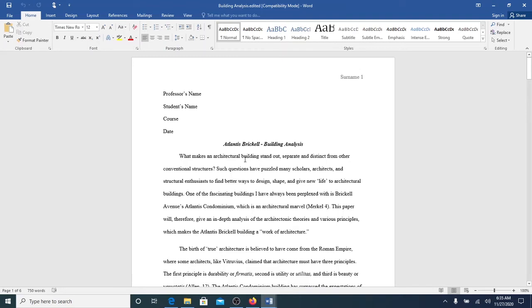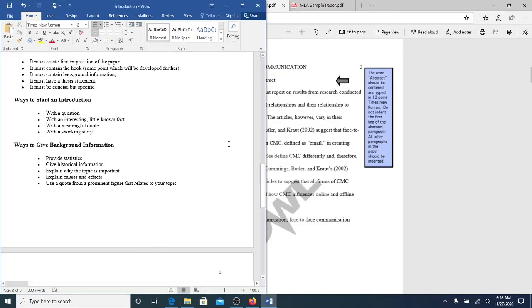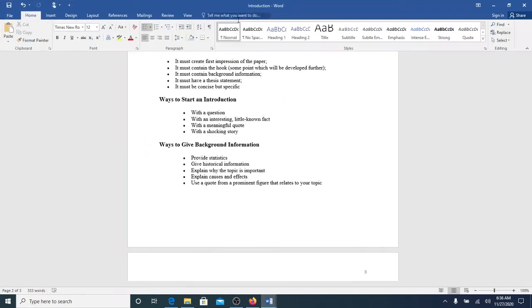Other people will maybe just start by diving deep into stating how the Atlantis Brickell building was built, maybe who was the architect, maybe which year it was built, you see, and that is just a very shoddy and narrow way of writing. But you need to put on a new lens and view it from a different perspective.